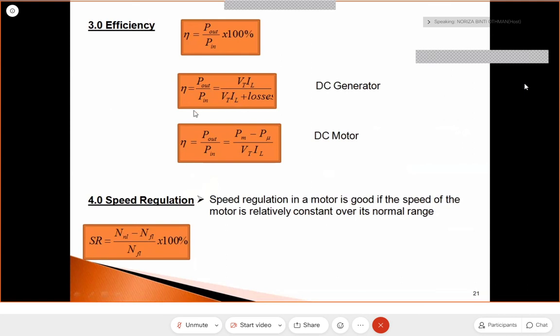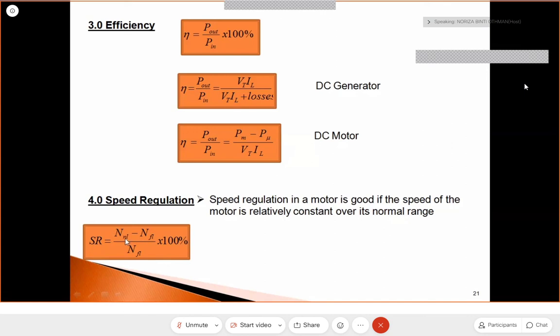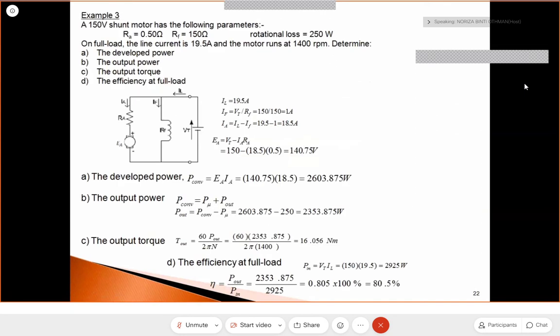Okay, and then efficiency formula yang sama, P out divided by P in. Okay, P out dia adalah VT IL ni untuk DC generator, dan untuk motor P out dia PM minus P mu, over PM. So ini dia punya formula lah untuk DC generator and motor. And then speed regulation. Speed regulation in a motor is good if the speed of the motor is relatively constant over its normal range. So ini speed regulation N no load minus N full load over N full load ni. So ini formula dia lah.